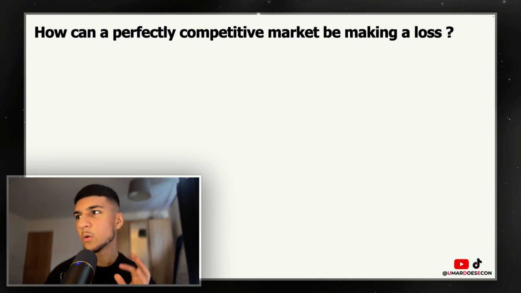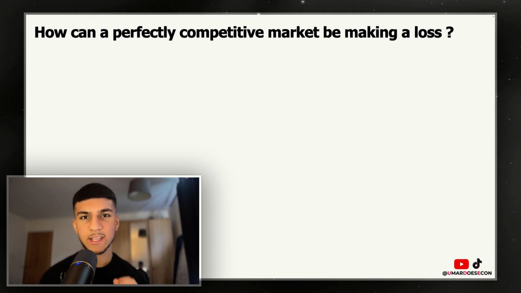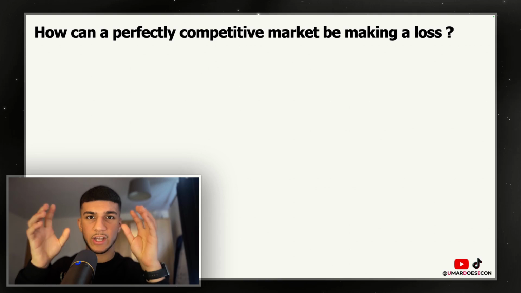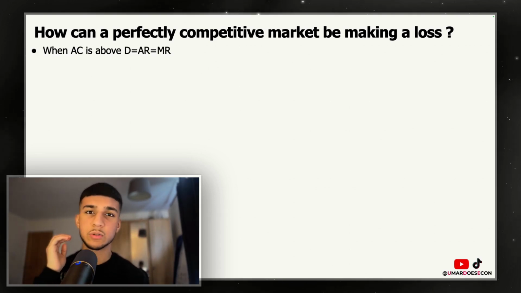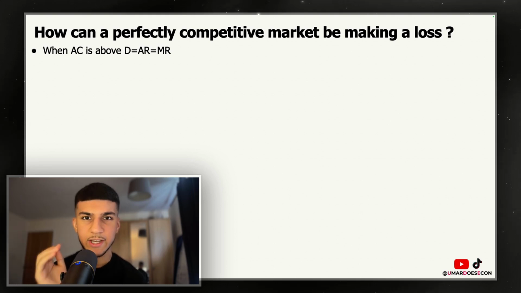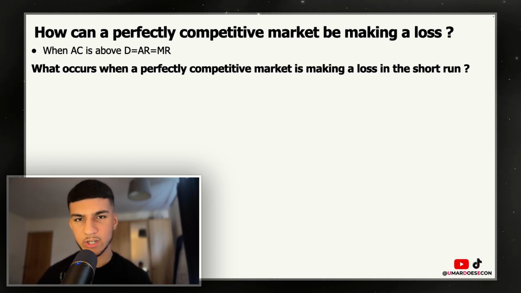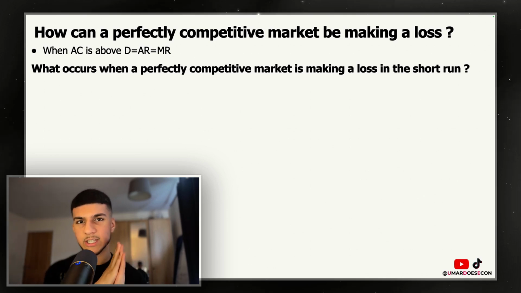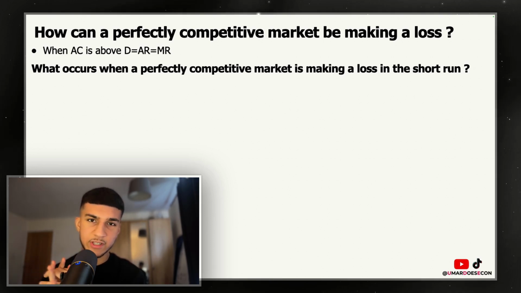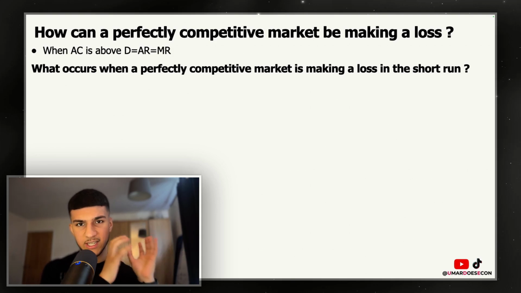So firstly, how can a perfectly competitive market be making a loss? Which curve has to be above another curve for a firm to make a loss? This happens when your average cost curve is above your D equals AR equals MR curve, because remember, your D equals AR equals MR curve is your price. So if your price is lower than your costs, you will be making a loss. Now, what happens in perfectly competitive markets when they are making a loss? Now, the main thing you need to remember, in the long run, perfectly competitive markets will always make normal profits. But in the short run, they can be making supernormal profits or they can be making losses. But remember, in the long run, this will always translate into normal profits.